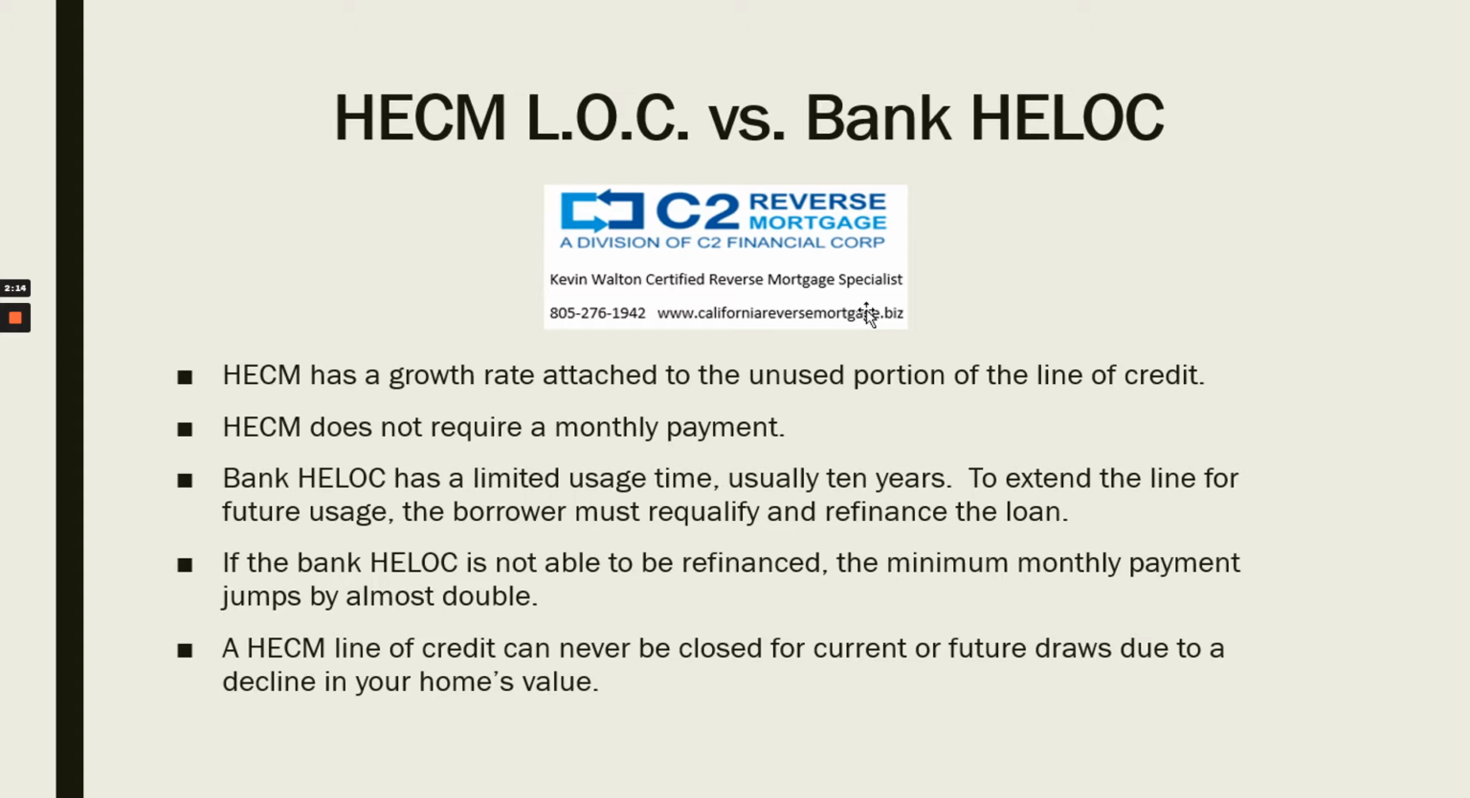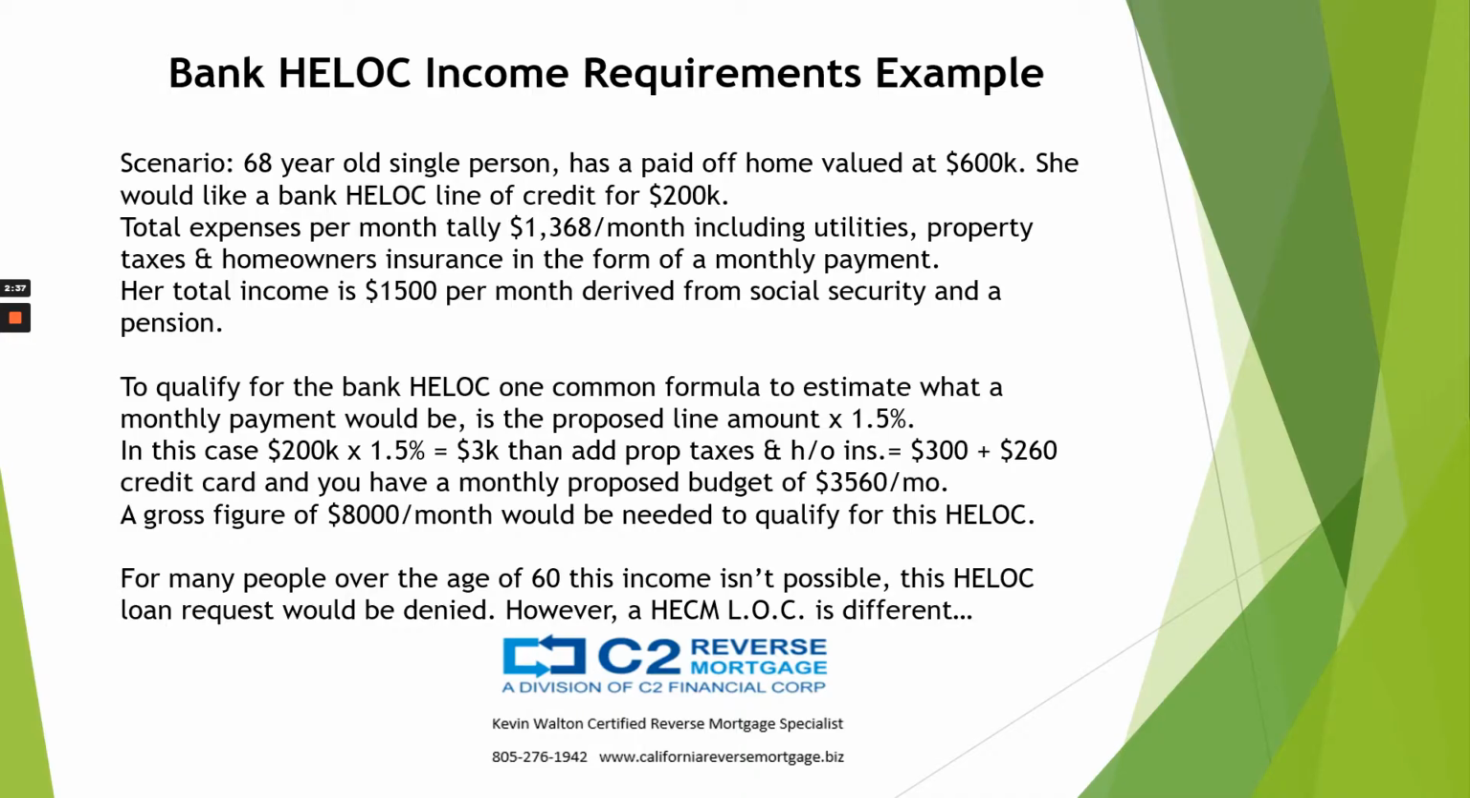And on the line of credit growth rate, you'll see making payments increases your unused portion that grows every month. It grows even faster when you make payments. So that's just an added bonus of making payments. But also, qualifying for the reverse mortgage, you have to have a certain amount of income. So let's take a look at that real quick.